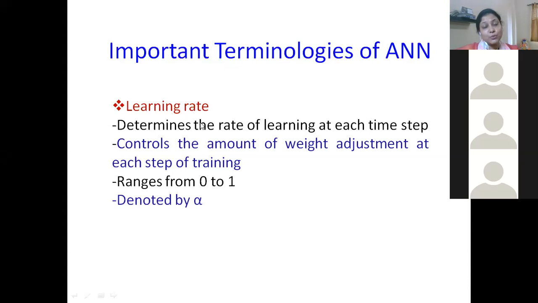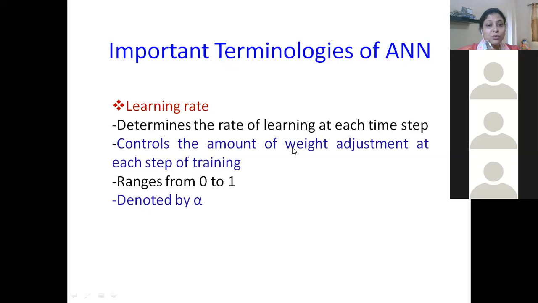It is the rate at which the artificial neural network learns to adapt, in which manner the weight is going to be adjusted at each stage of training. Now, the value of this learning rate ranges from 0 to 1, and it is usually denoted as alpha, or a small letter a. So these are all important terminologies which are associated with ANN.